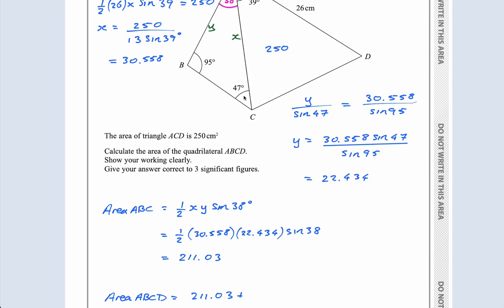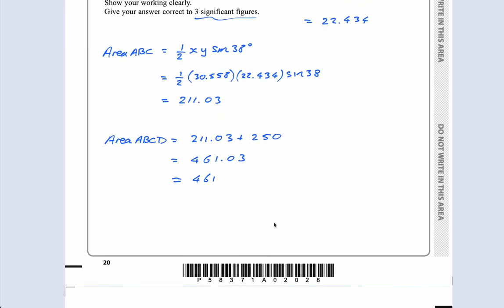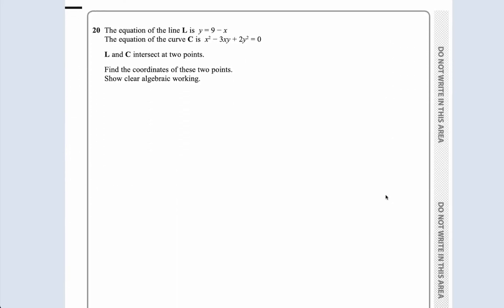211.03 plus, that's this triangle, plus the 250, plus 250, and that gives me 411.03. Oh, that's not right, gives me 461.03. It says 3 significant figures, so that is approximately equal to 461, which thankfully is correct. 461, I'll put it here. Okay, question 20.